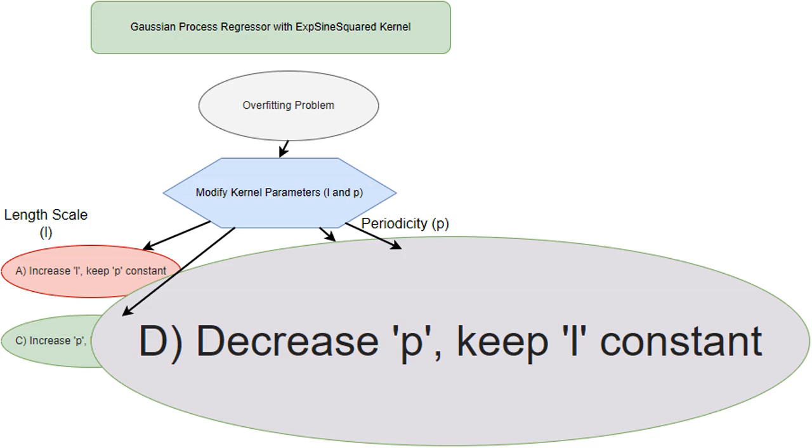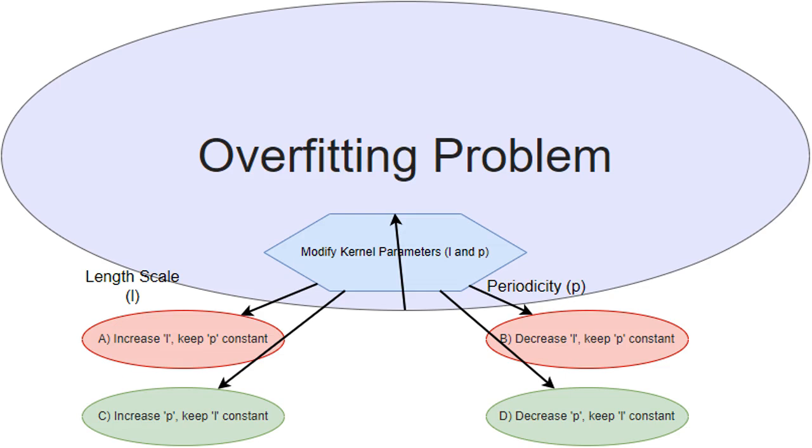Periodicity, P, determines the repeating pattern in the data. An inaccurate P causes bad results. If P is too small or too large relative to the actual data's pattern, the model struggles to fit the data well. It's like trying to fit a square peg into a round hole. Increasing L while keeping P the same makes the function smoother, directly addressing overfitting. Think of it like smoothing out wrinkles in a picture. It makes it look nicer but keeps the main features intact.